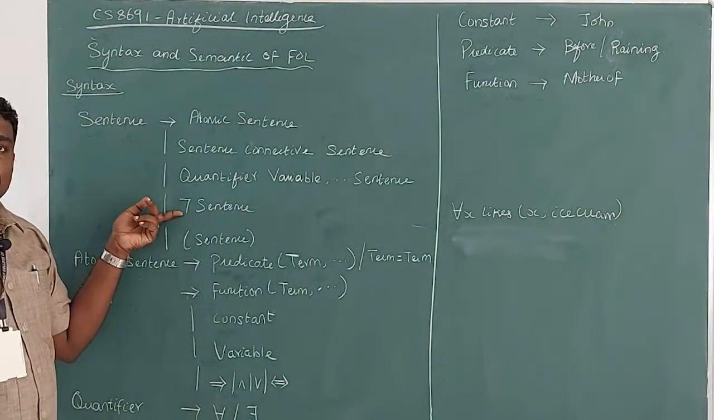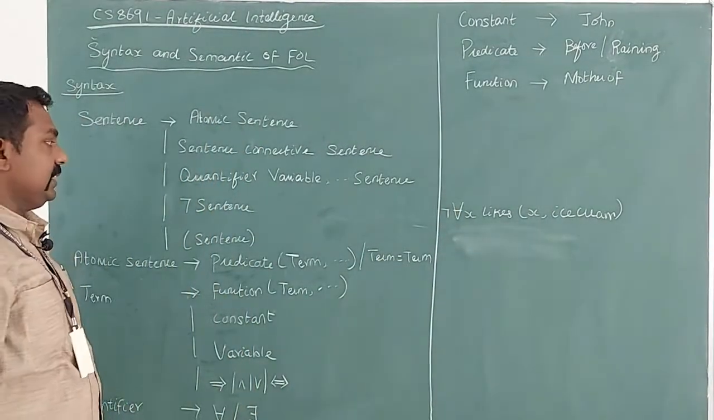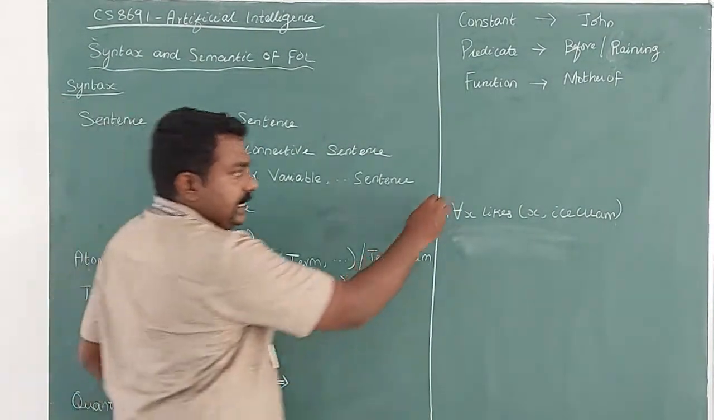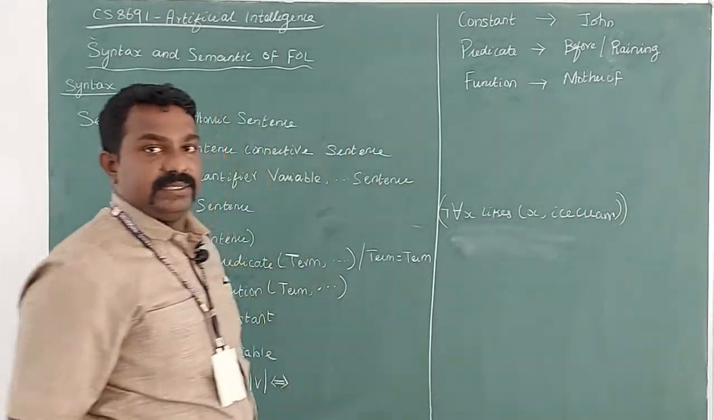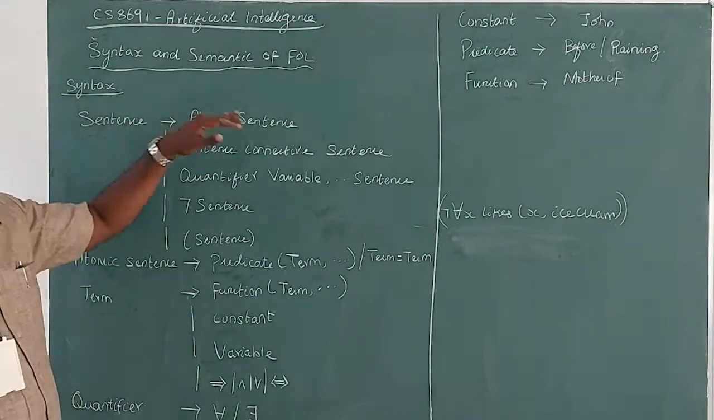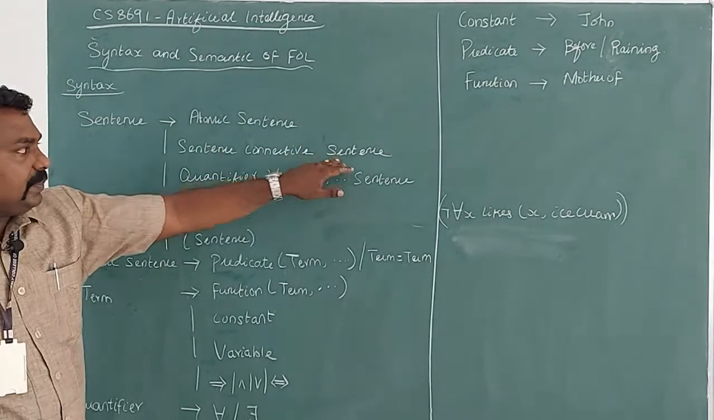Similarly, negation of a sentence: you can write simply a negation in front of a sentence, so that is also a sentence. Then you can write a sentence within brackets. I have already applied brackets, so that is also a sentence. A sentence can be an atomic sentence, or two sentences can be connected together.